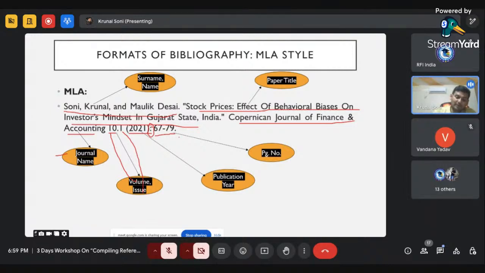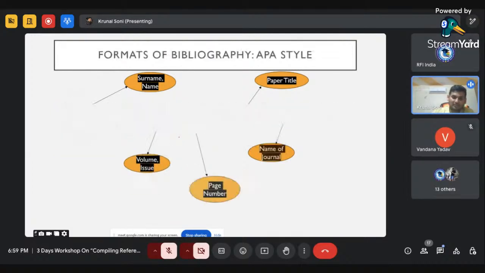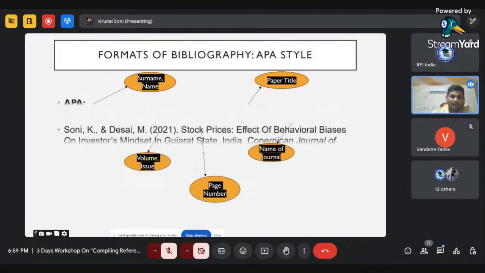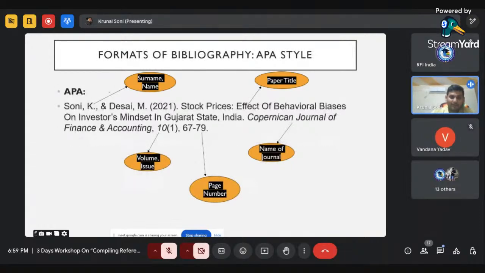Now, if I change from MLA to APA, just see the movement of parameters. Can you see this? Now you can see the surname and name with only the first letter of the name. The paper title, name of journal, volume and issue. So volume 10, issue 1 in bracket, and page number is 67 to 79. That is the page number. Clear?